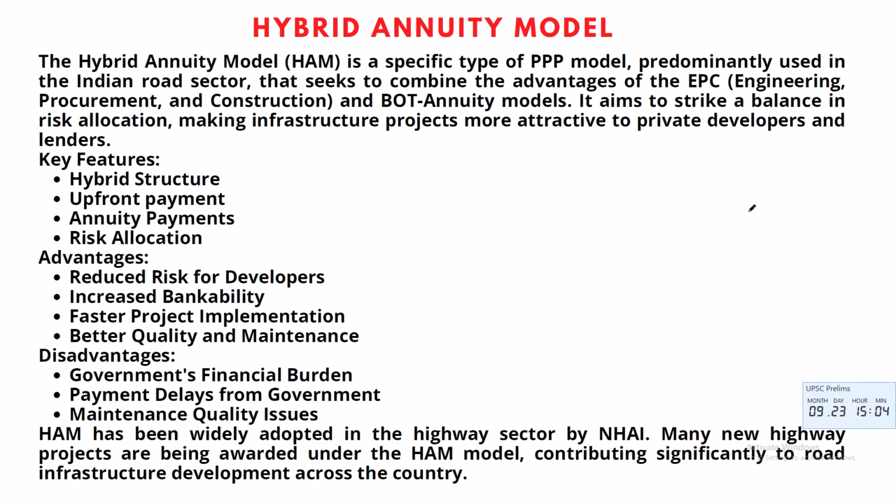The hybrid model. And for now, our hero of the hour, at least in the Indian road sector, is the hybrid annuity model, or HAM. The model is like Avengers assemble of the investment, combining the best bits of EPC and BOT annuity models. It aims to balance risk allocation, making infrastructure projects attractive to private developers and lenders, because everyone loves a balanced diet, especially in finance.